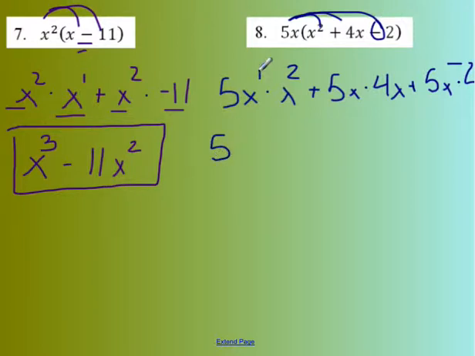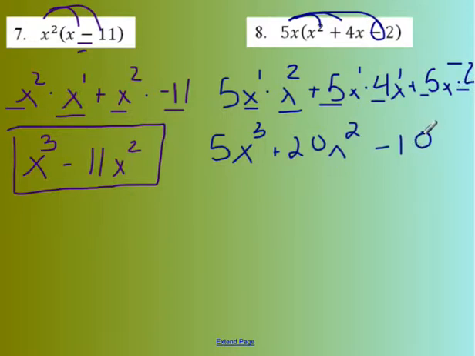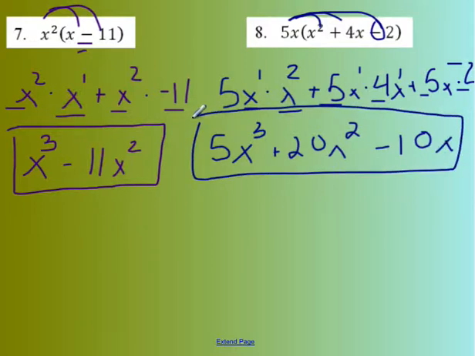This is the same as x to the first. X to the first times x squared, add those exponents and you get x cubed. 5 times 4 is 20. And then we have x to the first times x to the first, add those exponents and we get x squared. 5 times negative 2 is negative 10, and again, keep that x the same. So check to make sure your exponents are going in descending order, which they are. So this is your final answer then in standard form.